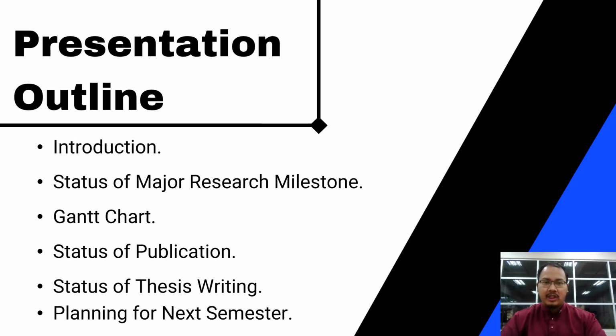This is the presentation outline. Start with the introduction, which is the background of study. Next is the status of major research milestones, and then the Gantt chart for the progress, followed by the status of publication and thesis writing, and last but not least, the planning for the next semester.